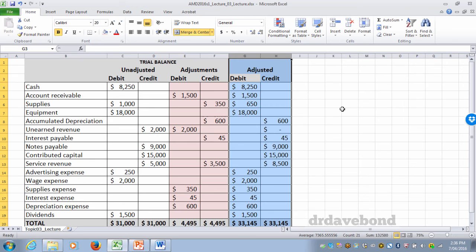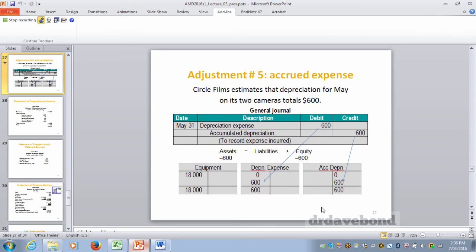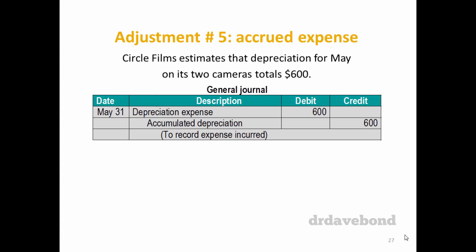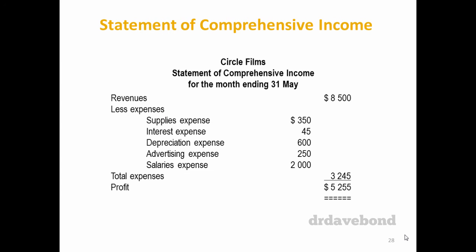Now, why is this important? If you remember these numbers, if you've written them in, if you've done them, because we use these numbers to do this. We've just taken the revenues and expenses part of that. The revenues were $8,500. The expenses totaled $3,245, giving us a net profit of $5,255.